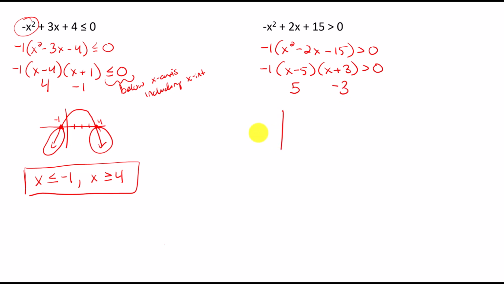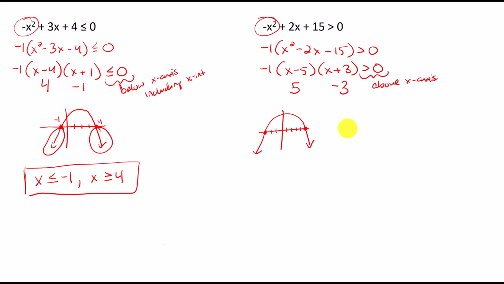Now I can sketch a graph. I have a -3 as one x-intercept. And my other one is 5. Because this is negative, my graph opens down. So that's a rough sketch. Now we're looking at this, and this is asking us where's the graph greater than 0 or above the x-axis. And this time there's no or equal to, so we're not including our x-intercepts.